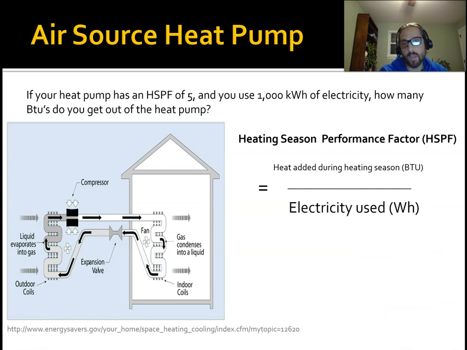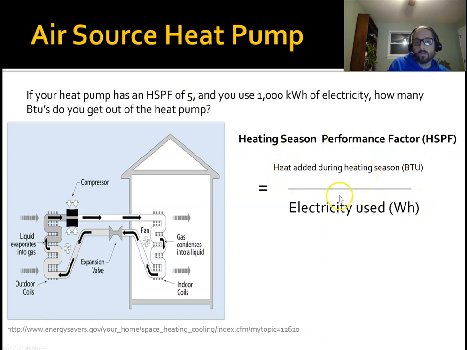So let's say we have a heat pump that has an HSPF of 5. We use 1,000 kilowatt hours of electricity. How many BTUs do you get out of the heat pump? So again, it's only 3 variables. We have 1,000 kilowatt hours. There's our electricity used. We convert that to watt hours. Our HSPF is 5, so we need to find out this heat added.